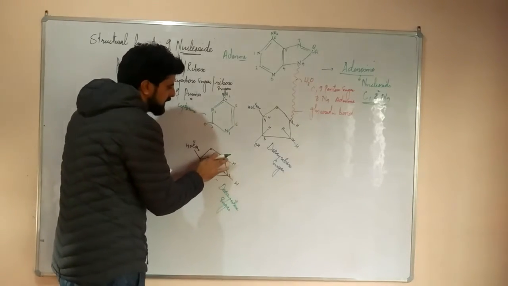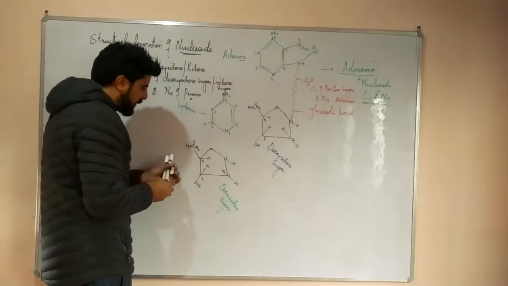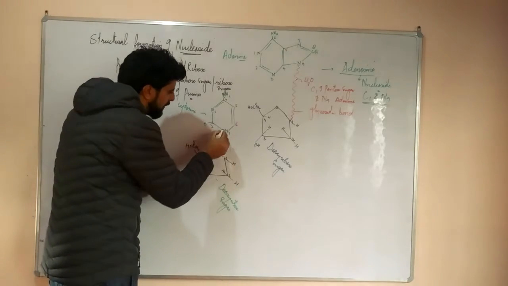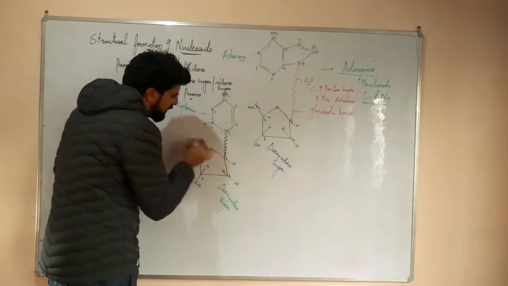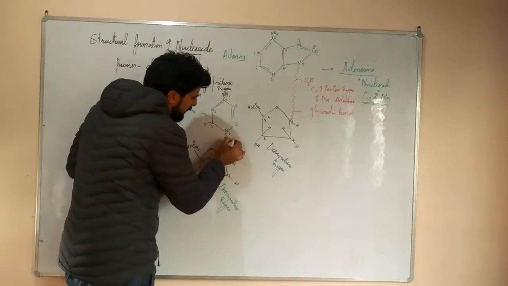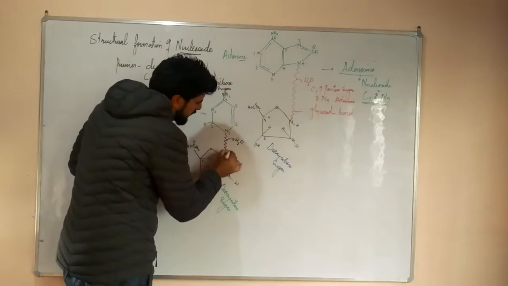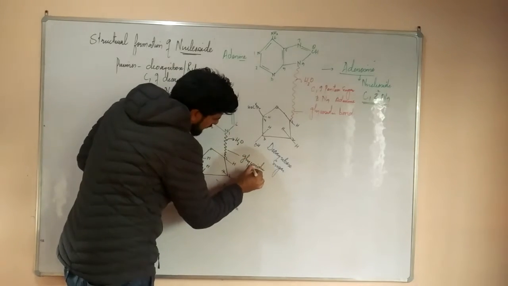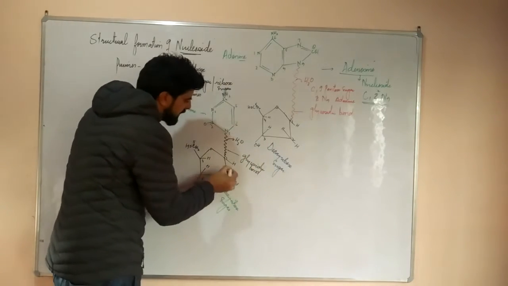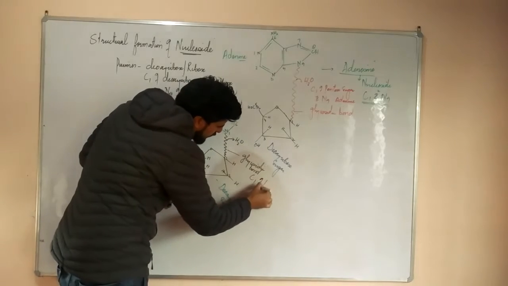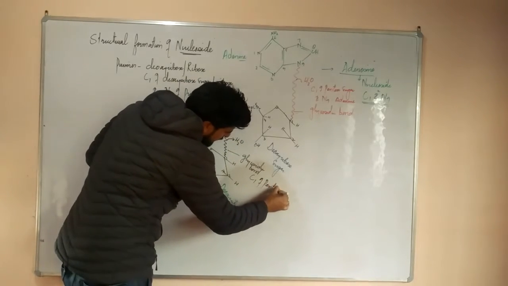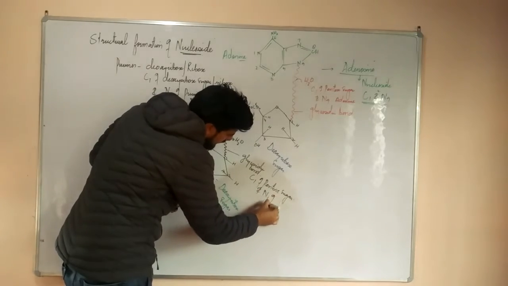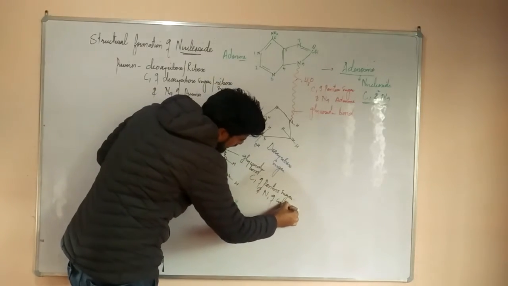So the water is released here, and the bond is formed between N1 of pyrimidine, that is cytosine, and C1 of deoxyribose sugar. With the release of water, we have the glycosidic bond formation. This is also a glycosidic bond, but here the bond is between C1 of the pentose sugar and N1 of cytosine, that is the pyrimidine.